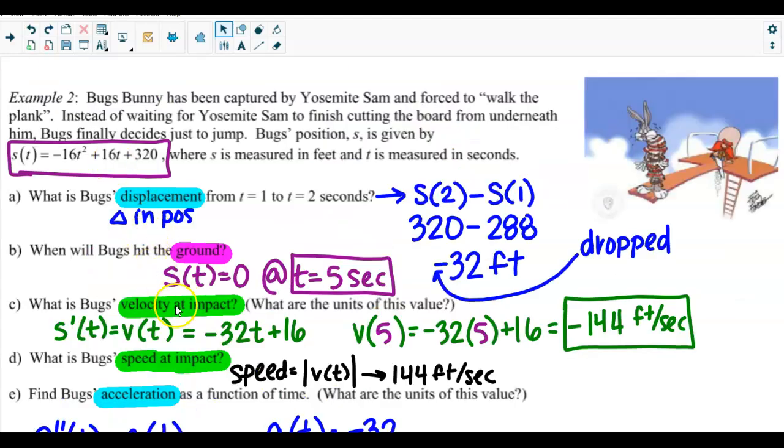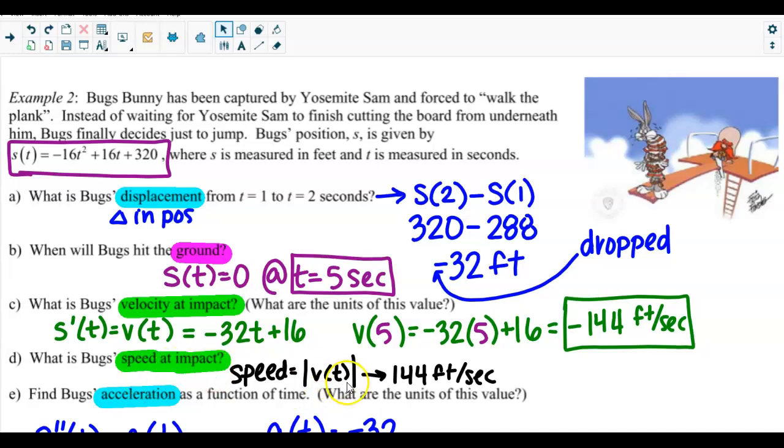Now his velocity is the derivative of position. So all we did was take our position function and derive it, and the impact is when you hit the ground, which we said was at 5 seconds. So once we find our velocity function, we just plug in 5. And so what we were saying is when Bugs Bunny hit the ground, he was dropping at 144 feet per second at that exact moment.